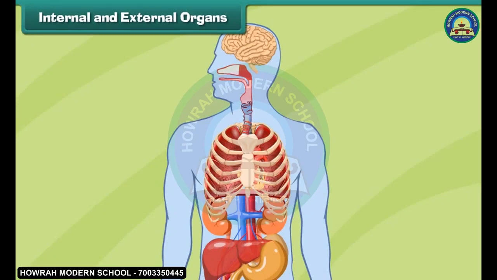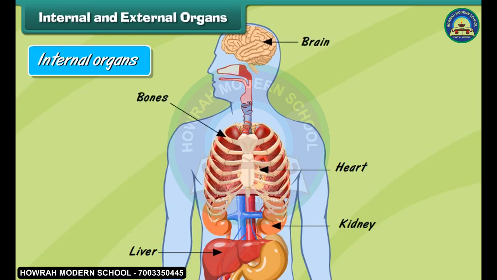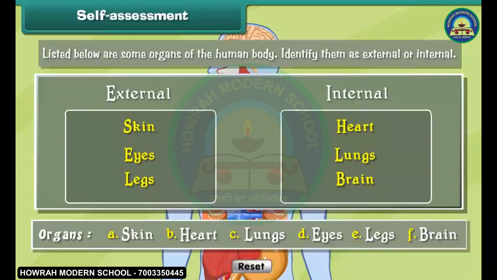The organs that are located inside the human body and not visible to the human eye from outside are called internal organs. For example, heart, liver, kidneys, brain, bones, etc. Let us understand how some internal organs function. It is time to check how well you have understood the difference between internal and external organs of the human body. Listed below are some organs of the human body. Identify them as external or internal.